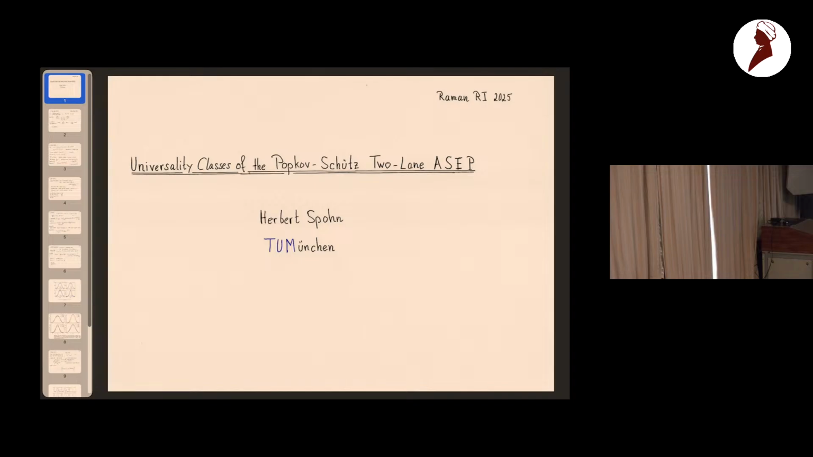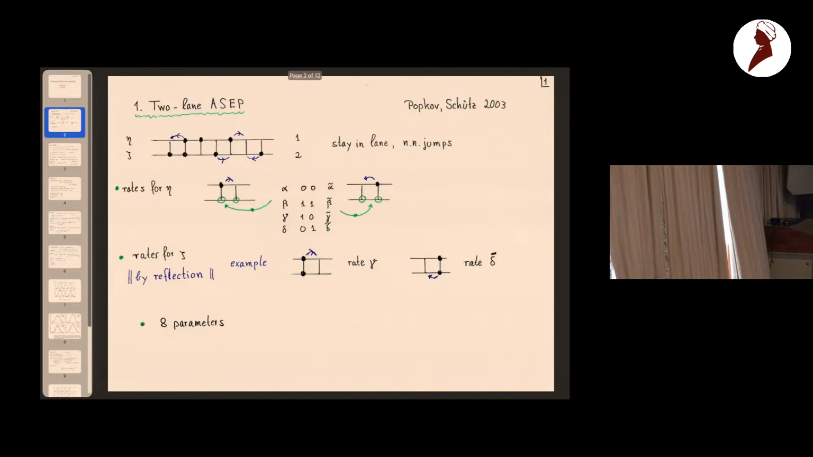So I guess I'm going to follow the example of Abhishek that, before giving any motivation for why I want to study this, I just want to explain the model to you. This is the Popov-Schütz model, and then we will see how things go. Okay, so let me just start in the middle.